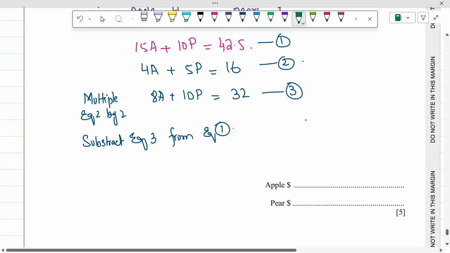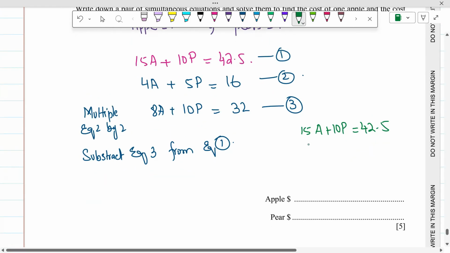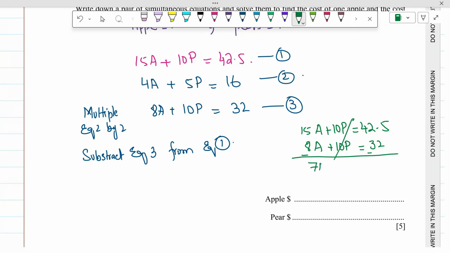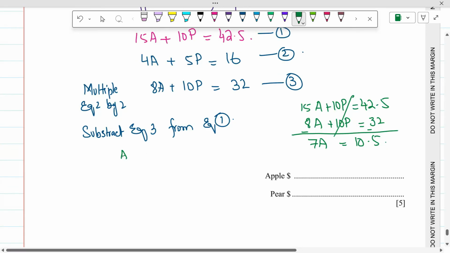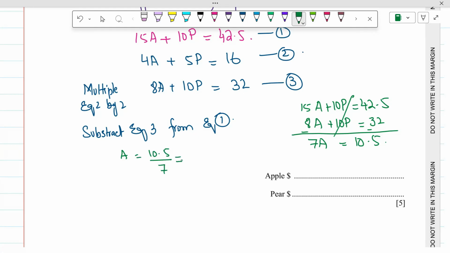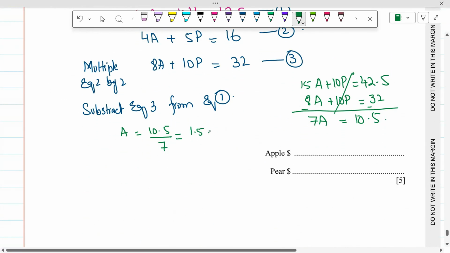We will have 15A plus 10P equals 42.5, and subtracting 8A plus 10P equals 32. The 10P cancels out and we have 7A equals 10.5. A equals 10.5 over 7, and this is equal to 1.5. Okay, so the price of an apple is $1.5.